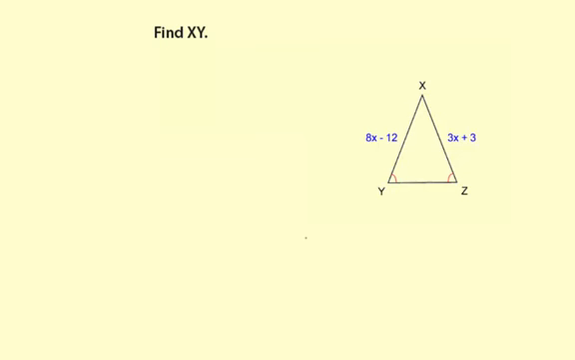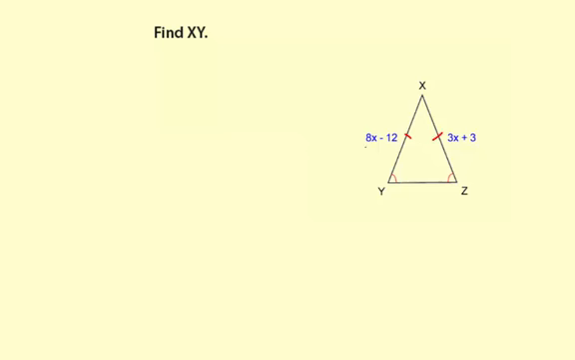Find xy. So xy is going to be this measure right here. And notice that you have two angles marked congruent in this triangle. That means we can apply the converse of the base angles theorem, where if we have two angles that are congruent in a triangle, the sides opposite them have to be congruent. So that means segment xy has to be congruent to segment xz, like that.